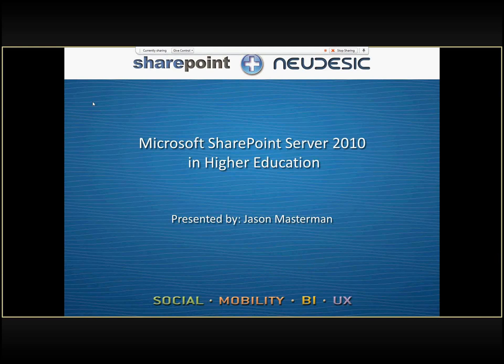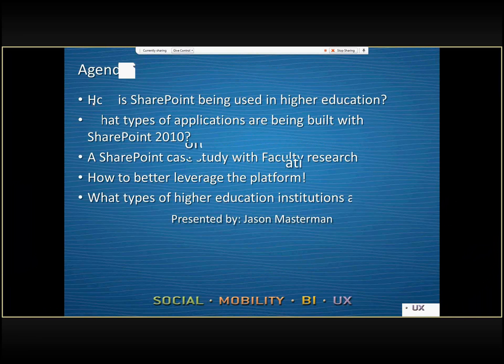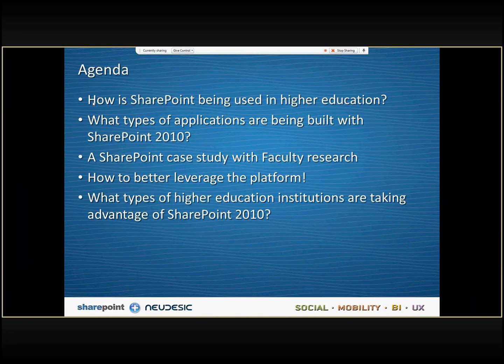So the first thing we'll talk about is taking a look at SharePoint Server in higher education. Again, my name is Jason Masterman. I'm with Udesic, the general manager here for our portals and collab practice. Briefly, the agenda that we'll walk through on this portion is, how is SharePoint being used in higher education? What are some of the example types of applications that we've built for higher education? We'll then take a look at a particular case study, a faculty research portal, and some of the interesting things that we've done there for a particular university. And at the end, we'll talk a little bit more about how to better leverage the platform.